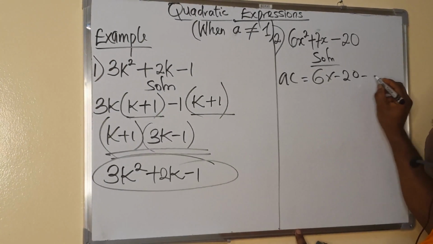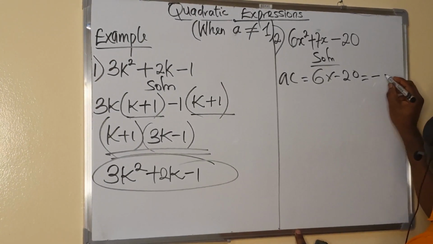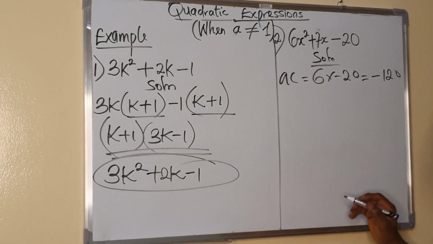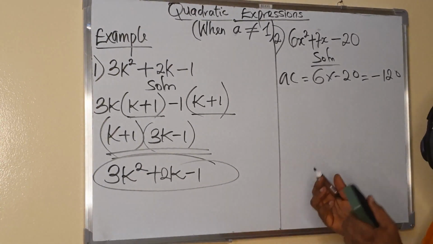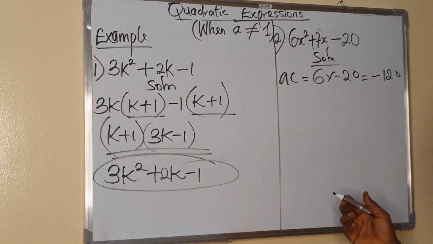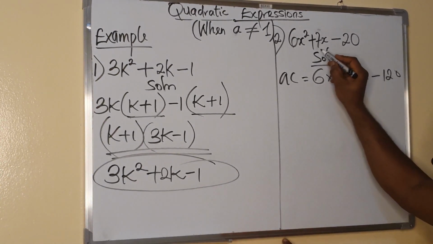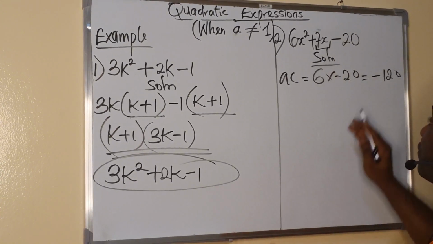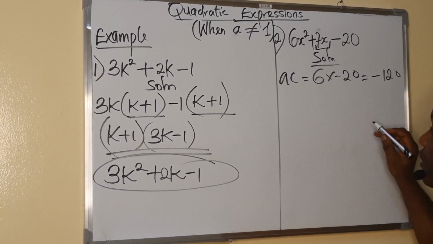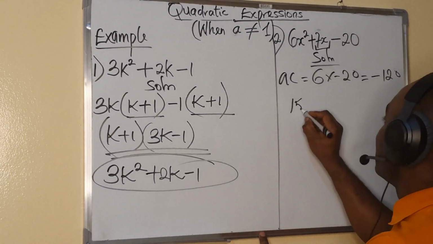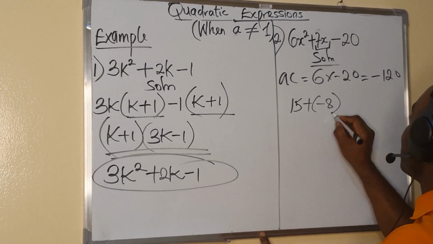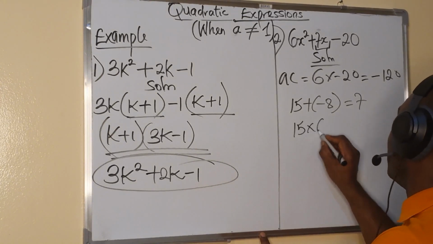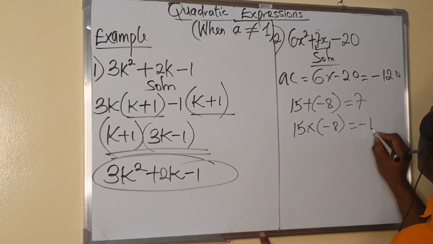6 times 2 is 12. So that is going to give us 6 times 20 will give us negative 120. Now, the next question we need to ask ourselves, considering the way to write the expression in mind, is what two factors will I add together to give me 7 and at the same time multiply them together to give me negative 120? If you give it a thorough thought, you would notice that 15 add negative 8 will give us 7 positive. And at the same time, 15 multiplies negative 8 will give us negative 120.